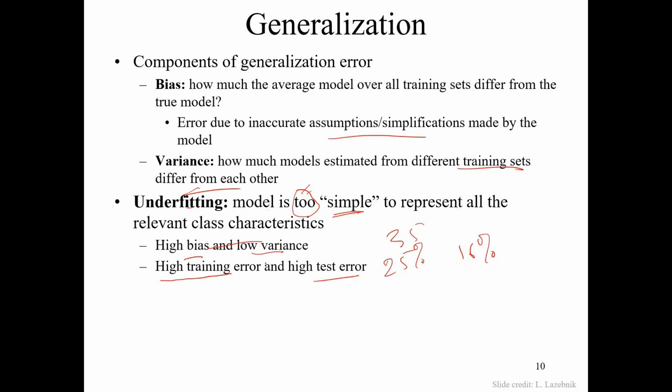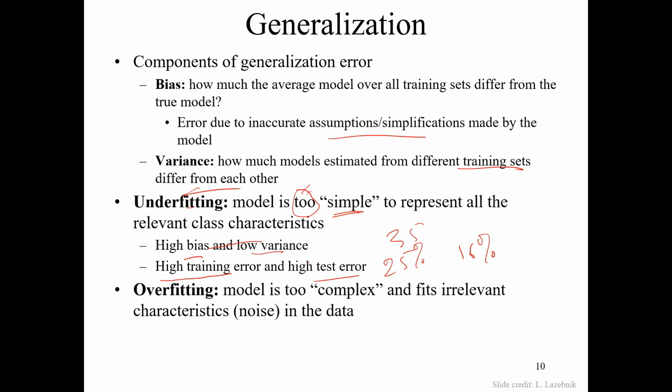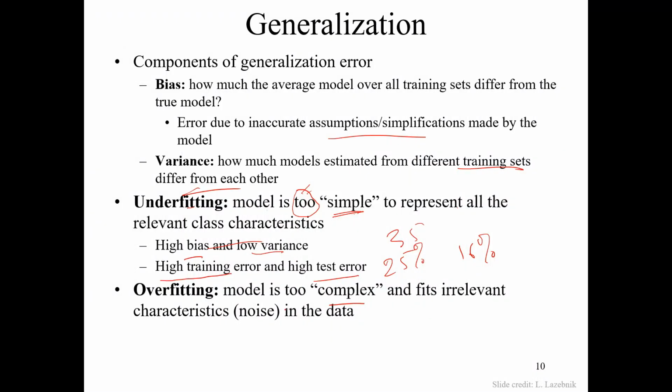Then this is underfitting. As for overfitting, here the model is too complex. You can see it. Sometimes you have a sophisticated model, as the case may be. Overfitting, we say here the model is too complex and it fits irrelevant characteristics or noise in the data. You see, the idea is it's good for your model to have the capability to really understand the data set in a deeper form and be able to express it.